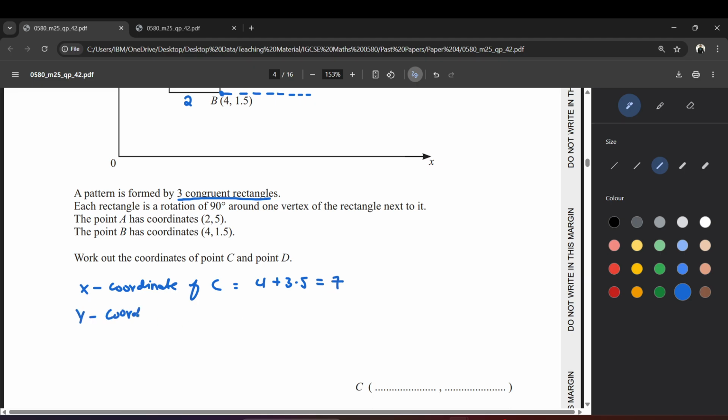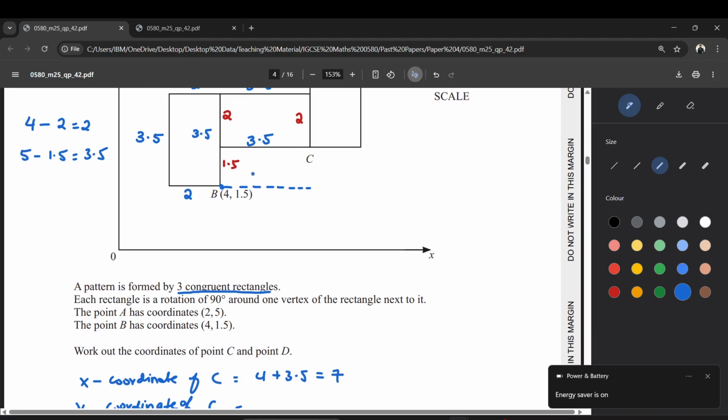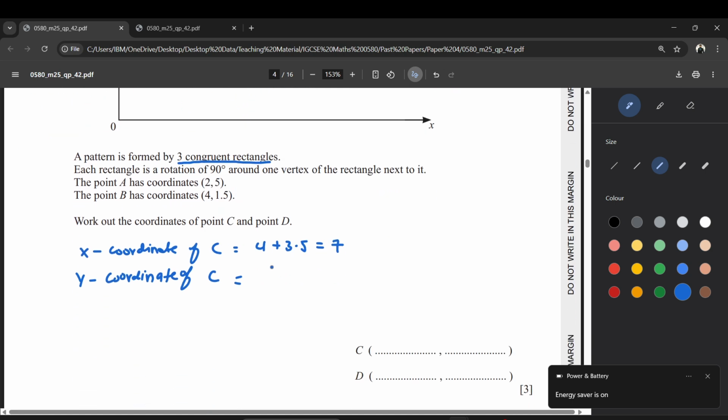Now y coordinate of C. So if I want to work out the y coordinate, this part of the rectangle is 1.5, right? So that gives you the same height as C. So that means it will be 1.5 plus this 1.5, that is equal to 3.